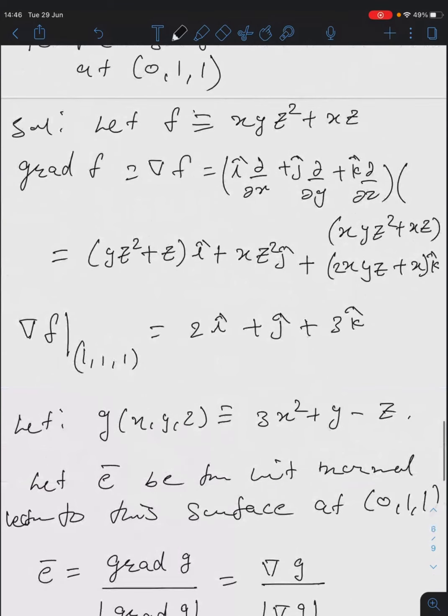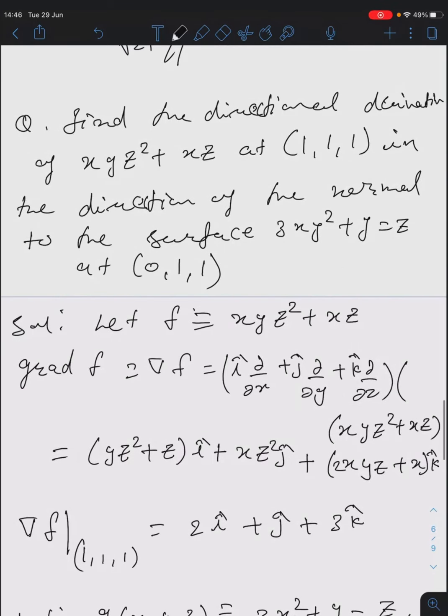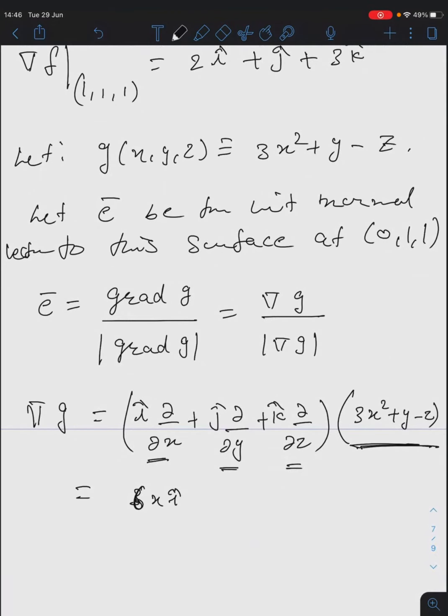Just a second. What is the question here? It's 3xy square, so 3xy square you have. So not 6x you will get for the first part. With respect to x, you will get 3y square with i cap. Then for j cap, two terms you will get: 6xy plus 1 j cap. For k cap, you will get minus 1, so minus k cap. Understood? Yes, ma'am. So this is del g.